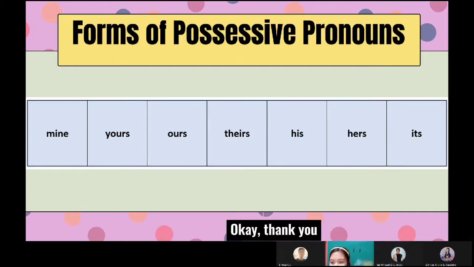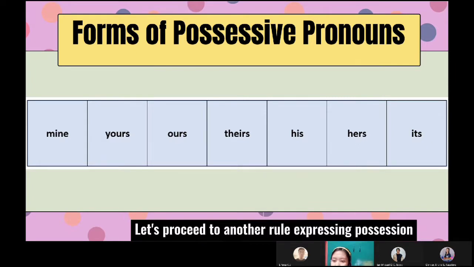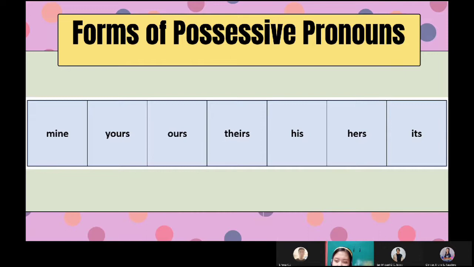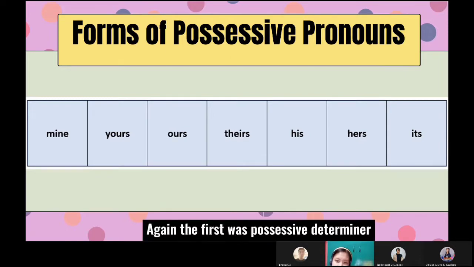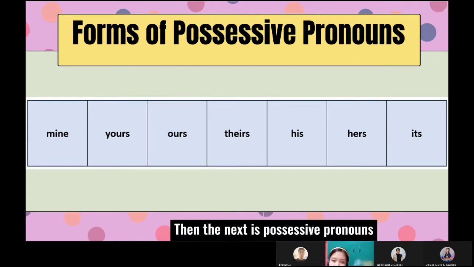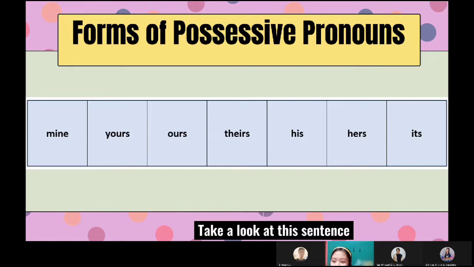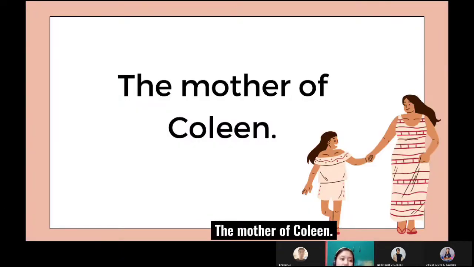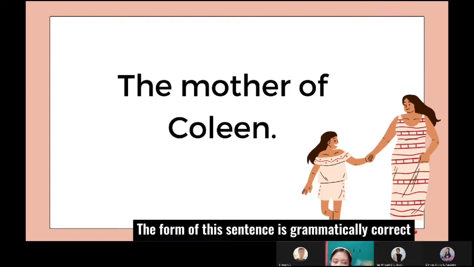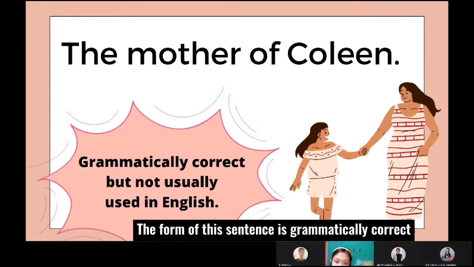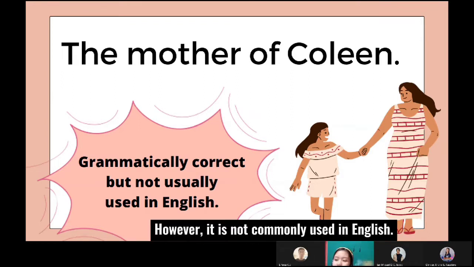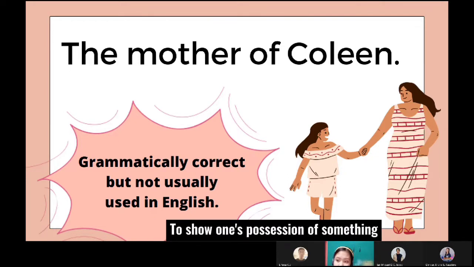Okay, thank you. Now, let's proceed to another rule for expressing possession. Again, the first was possessive determiner, and then the next is possessive pronouns. Now, take a look at this sentence. All right, the mother of Colleen. The form of this sentence is grammatically correct. There's no problem in the structure of the sentence. However, it is not commonly used in English to show one's possession of something.